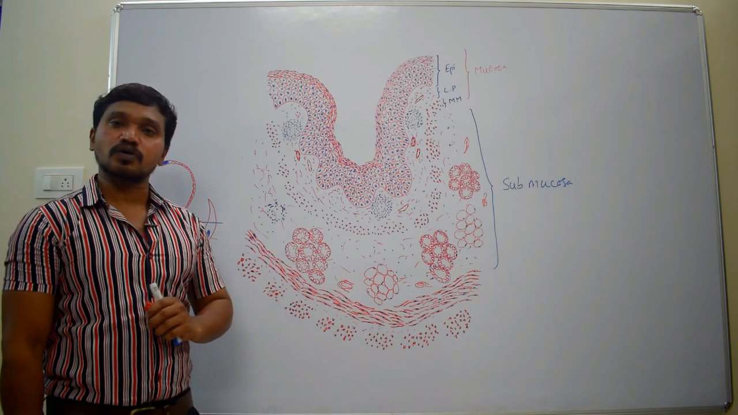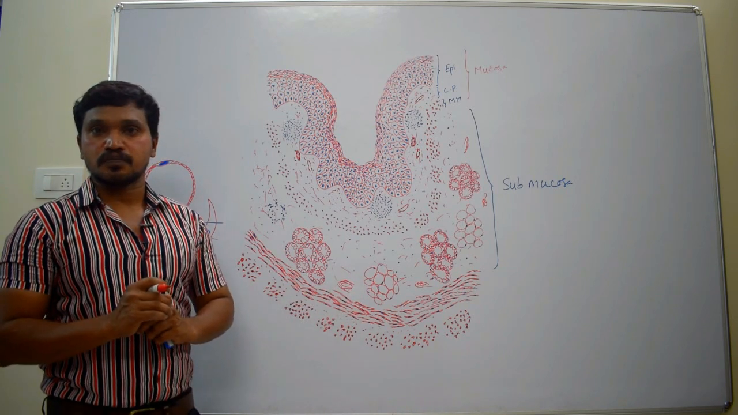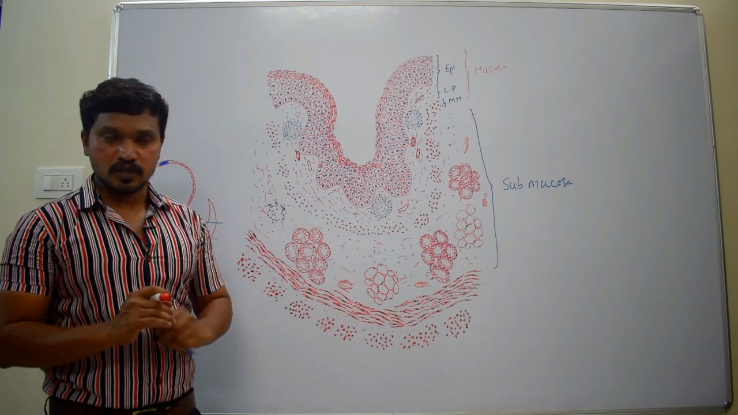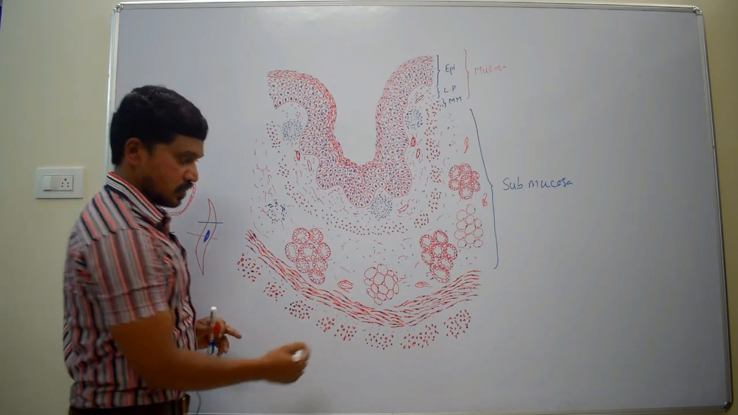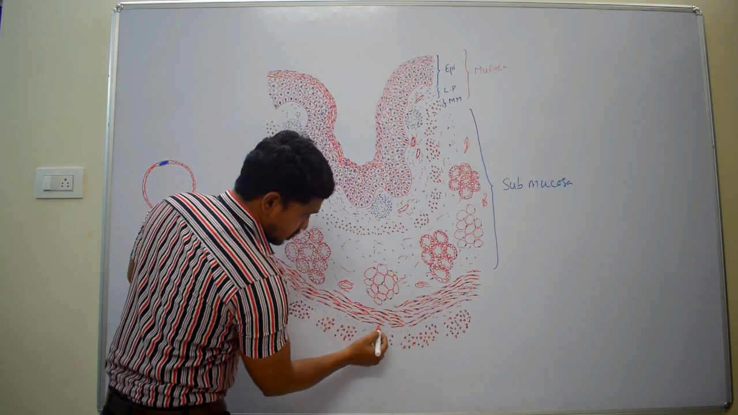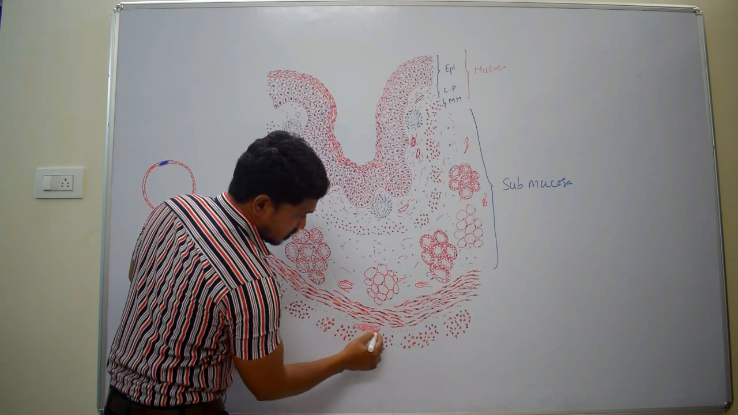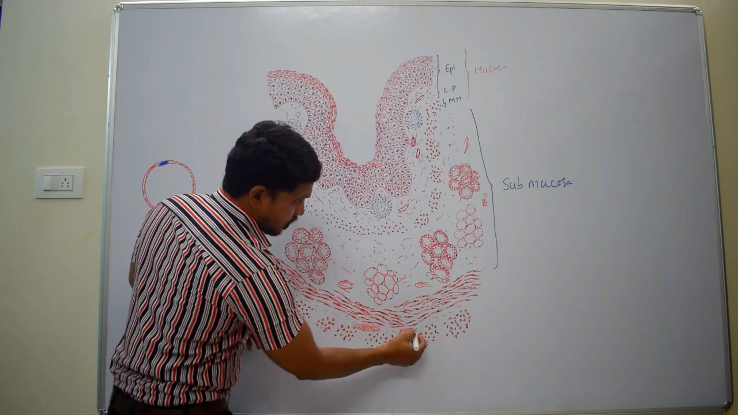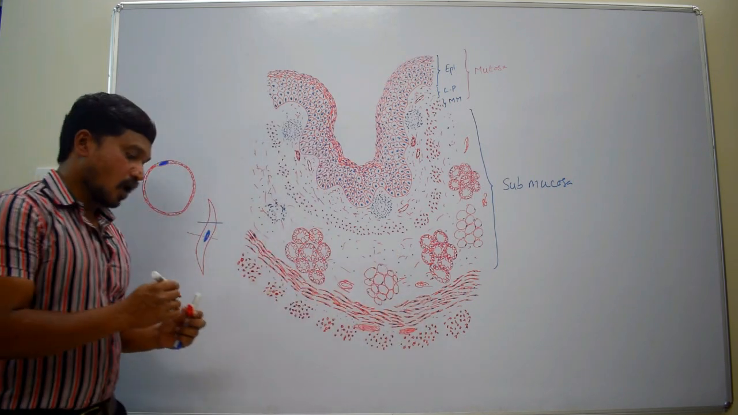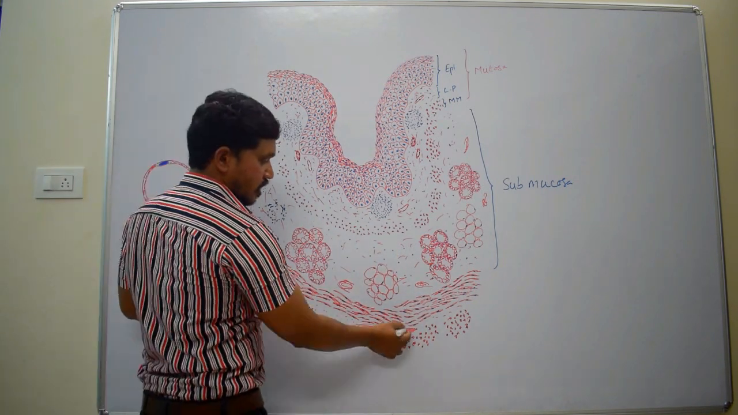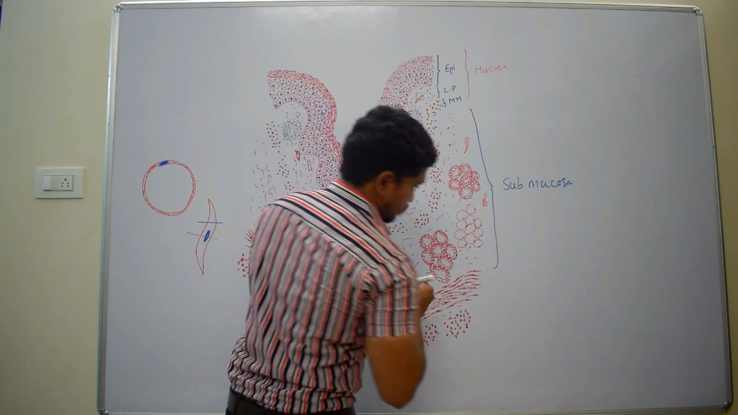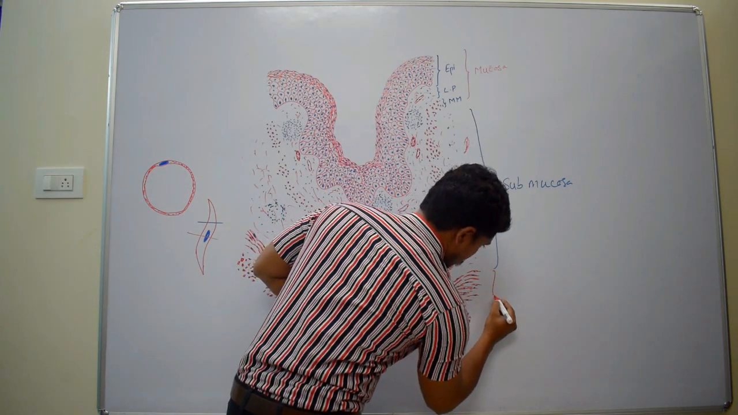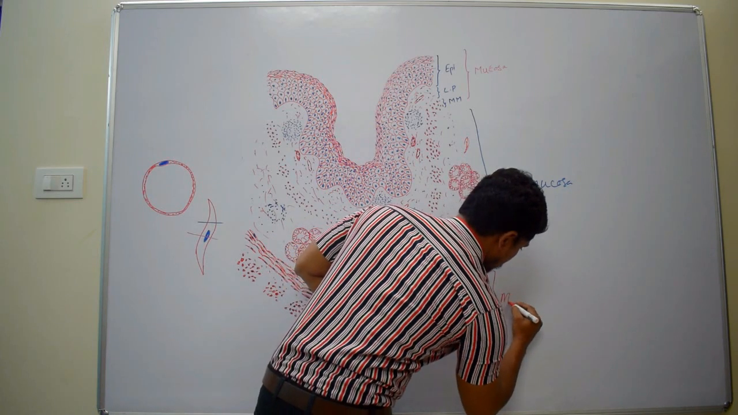That nerve plexus we are calling myenteric nerve plexus or Auerbach's nerve plexus. Myenteric nerve plexus or Auerbach's nerve plexus will be present. So here you can find some nerve plexus. These nerve plexus we are calling myenteric nerve plexus or Auerbach's nerve plexus. So this is muscularis externa.